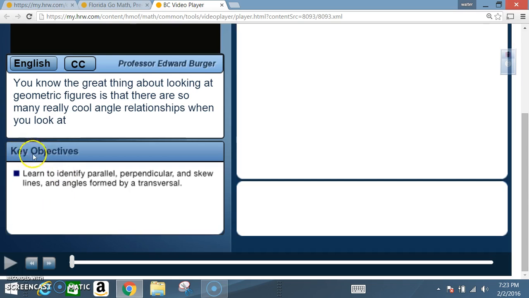Okay, write down the term key objectives and add the objective to your notes. Learn to identify parallel, perpendicular, and skewed lines and angles formed by a transversal. Once again, get this in your notes.